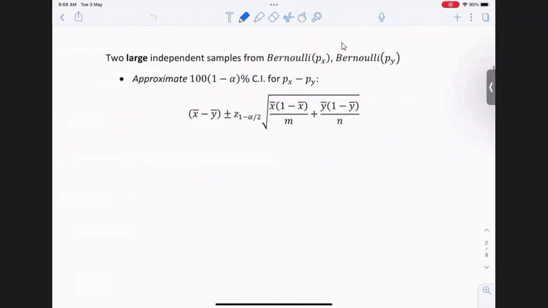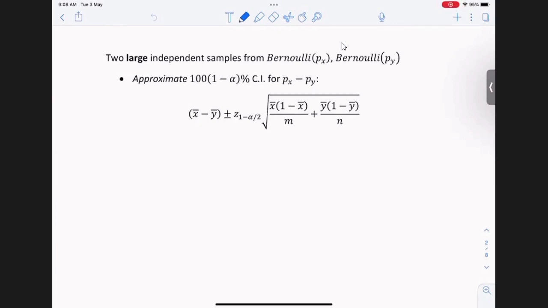Now, for doing two sample comparison, sometimes we'd like to compare the population proportions. Suppose you have large independent samples from two populations, two Bernoulli distributions with their own population proportions, PS and PY. We may want to compare these two proportions, PS and PY, by calculating a confidence interval. And this will be the formula.